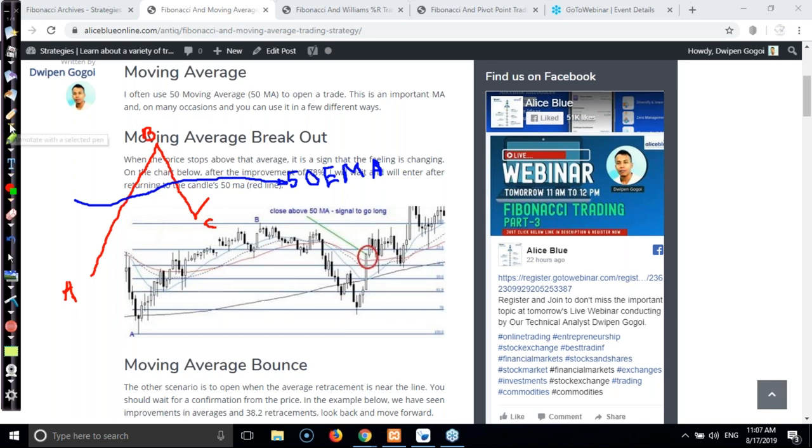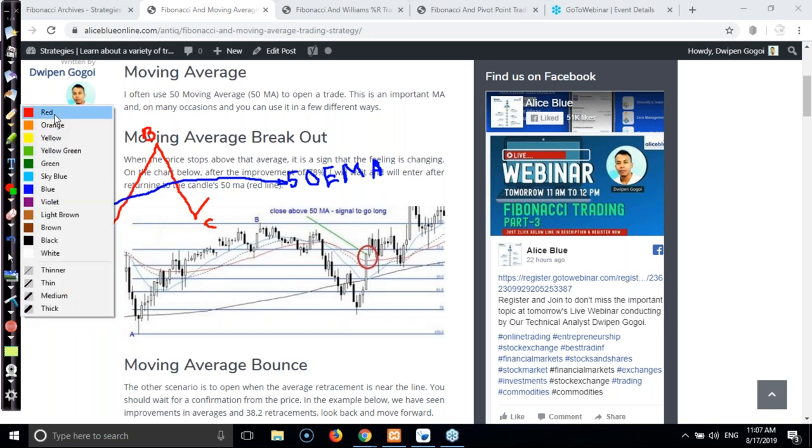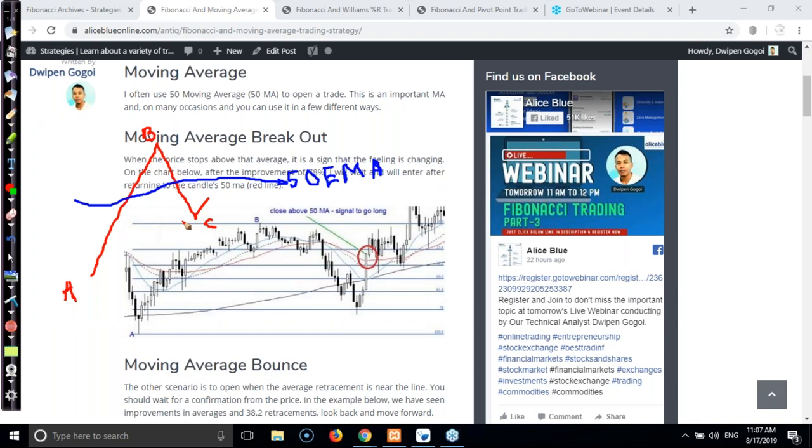So now you can see, after the 50% retrace, they broke this level here. Have you seen? This is a breakout. This is called the breakout point, right? So once they break, we'll start buying here, right? Start buy here. It is our buy point. Got it?